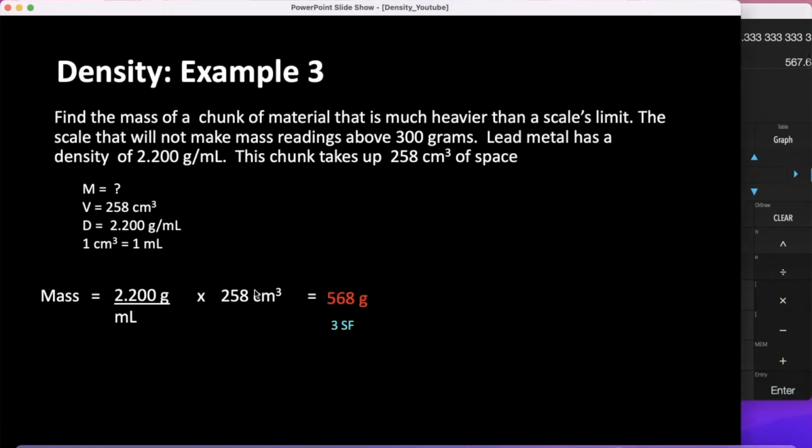Then I do my rounding. This multiplication, use the least amount of sig figs. So I need 3 because 2.200 is 4. I need to round up because the 0.6 is above 5, so it's 568 for my final answer. And don't forget units, grams. And you can double check your units by seeing what cancels. Mils is the same as centimeters cubed. They cancel. Grams is left.